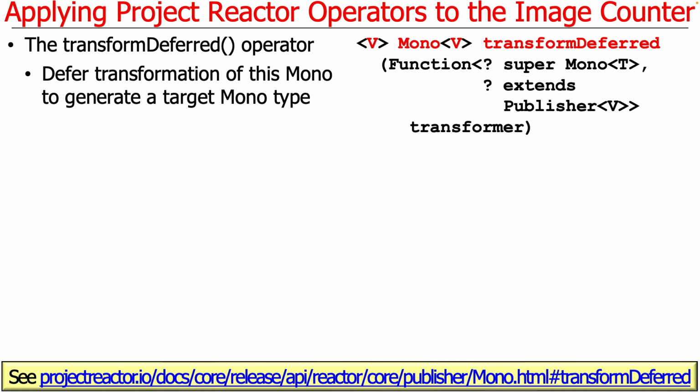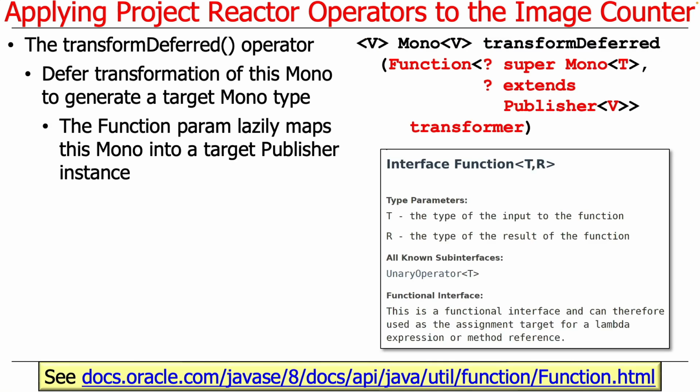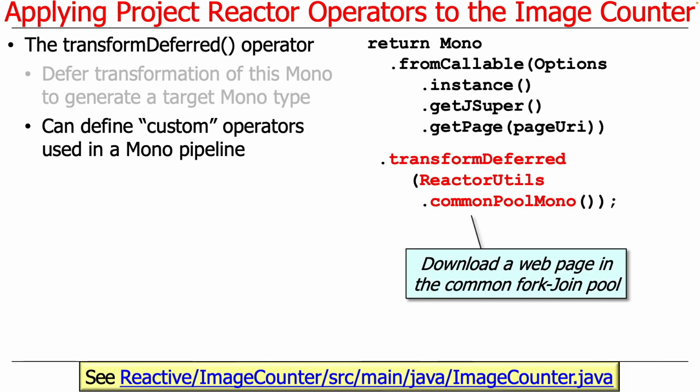The last operator we'll talk about here briefly is very interesting. This also works for both monos and fluxes. It's called transformDeferred. It's kind of hard to understand when you read the description, but when you see it in action, it's very useful and very cool. It defers the transformation of this mono to generate a target mono type. What the heck does that mean? Well, it'll lazily map the mono onto a target publisher instance. What it means is we can define custom operators and insert them into a pipeline of operators that are part of a mono stream, just like a flux stream, or a chain is maybe a better word for mono, so a mono pipeline.